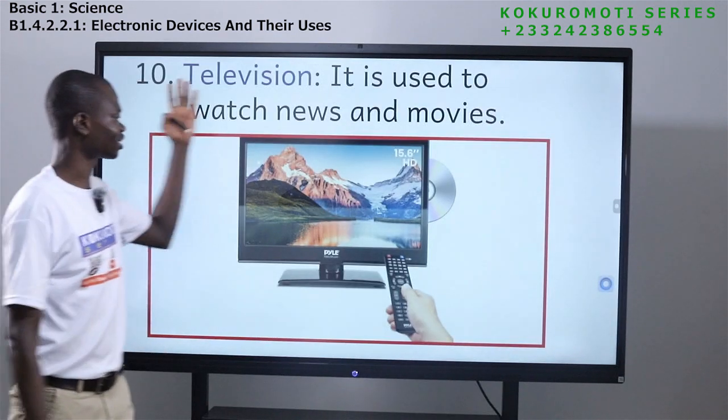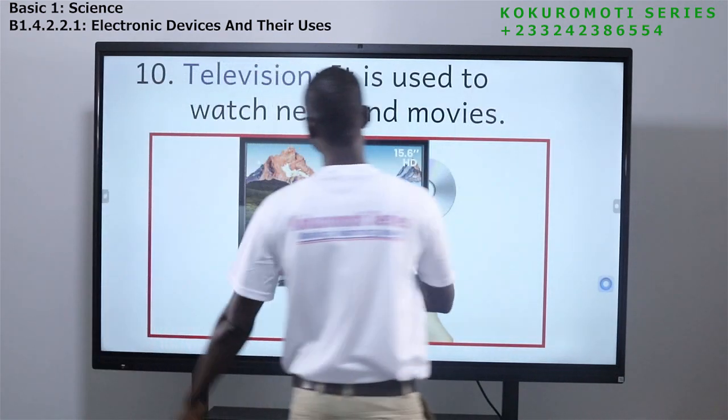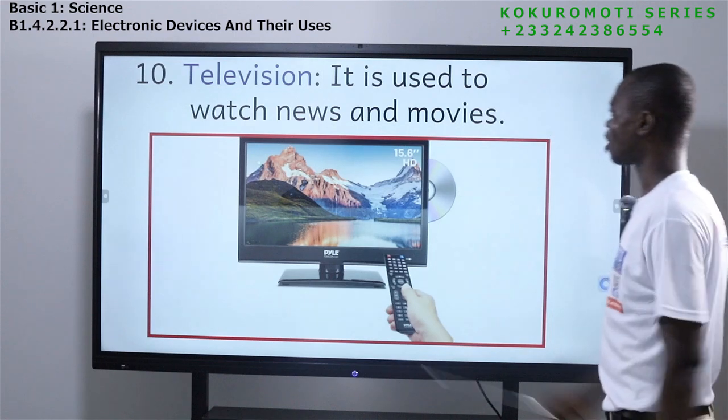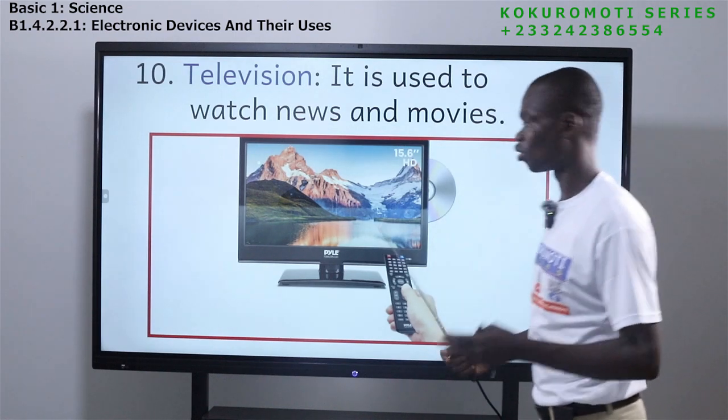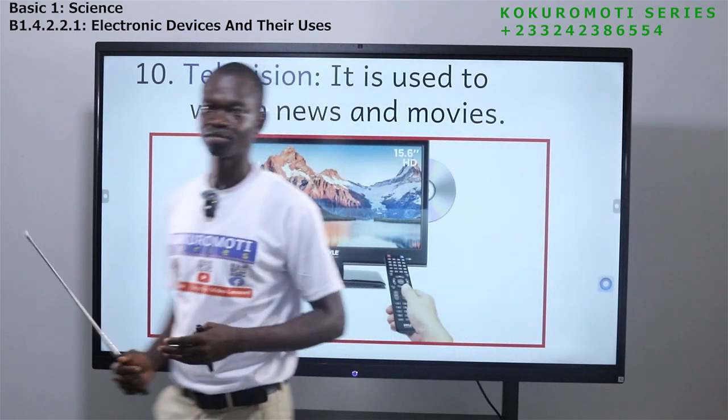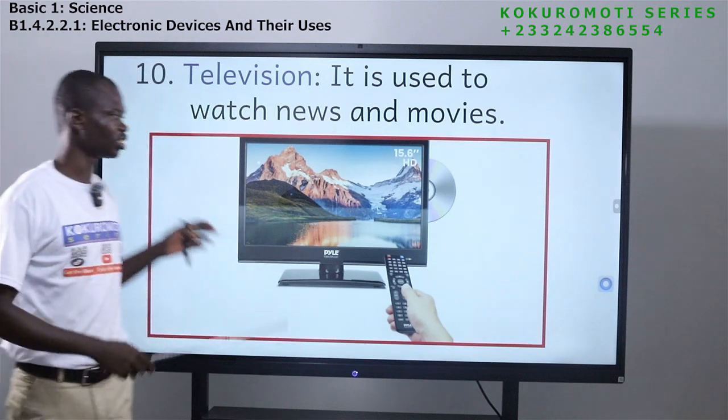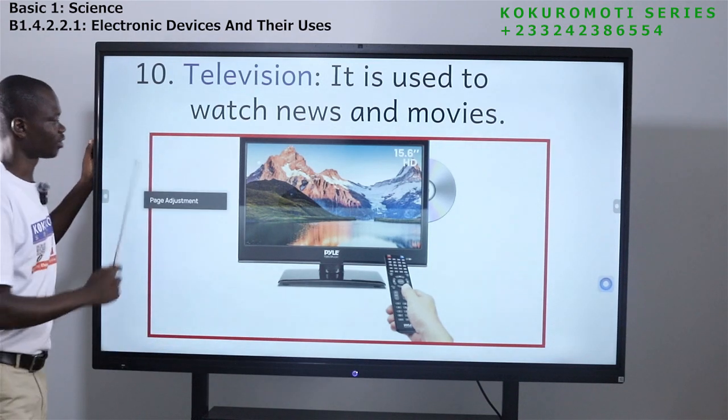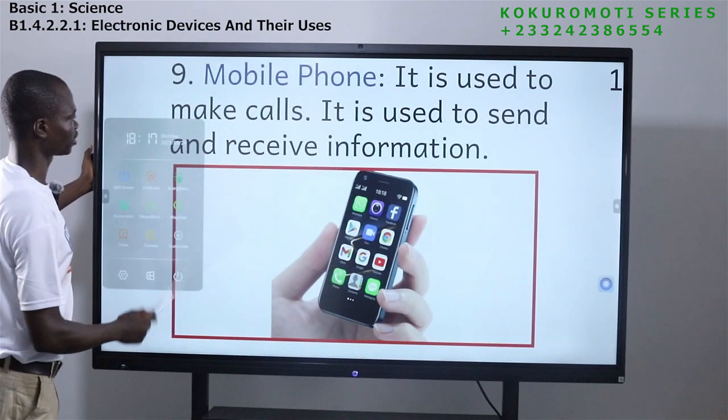So the next one is what? Television. So it is used to what? Watch news and movies. Apart from this, if you want to watch football, you use television to watch it. Do you get it? So television is one of the electronics.